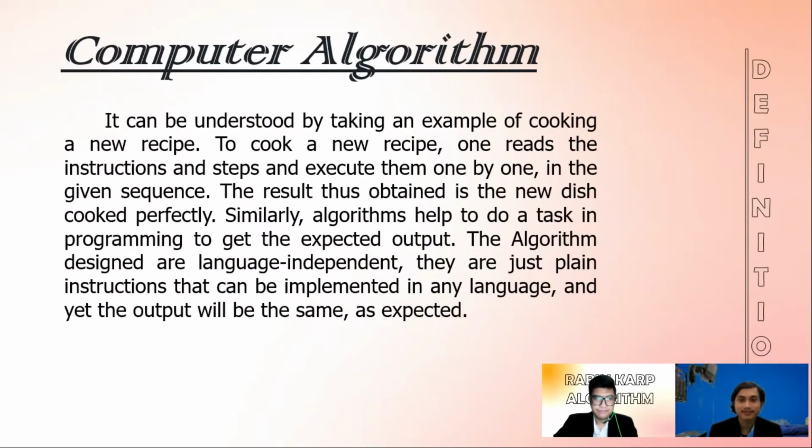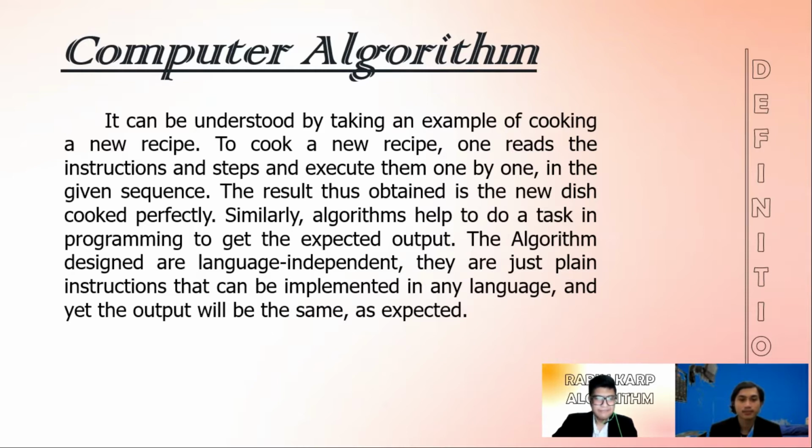Computer algorithm. This is the definition of computer algorithm. It can be understood by taking an example of cooking a new recipe. To cook a new recipe, one reads the instructions and steps and executes them one by one in the given sequence. The result thus obtained is the new dish cooked perfectly. Similarly, algorithms help to do a task in programming to get the accepted output.